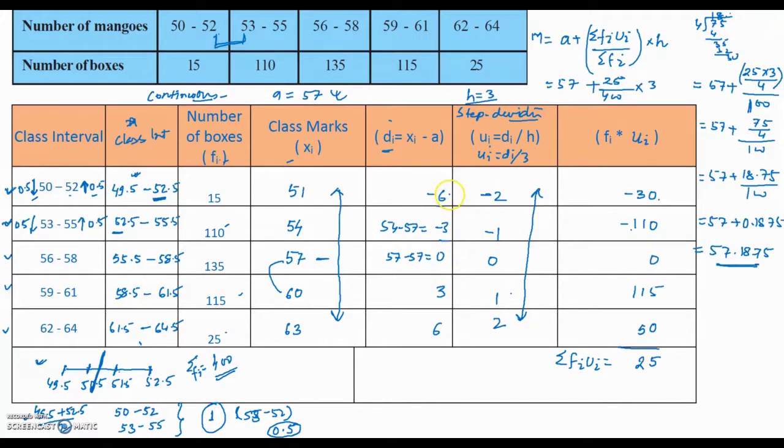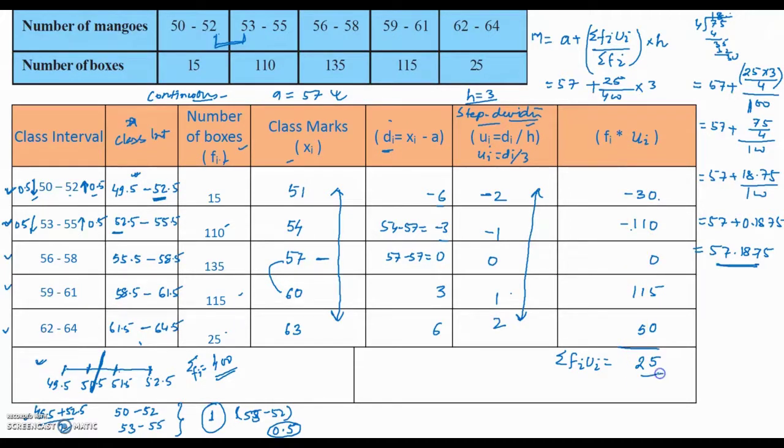You further saw that there is a pattern, and what is that pattern? The pattern is you saw a common factor of 3, you divided by 3. You got simple numbers as -2, -1, 0, 1, 2. Now you know that the step deviation method will make your calculation even easier than the assumed mean method. So you did a product of fi and ui.